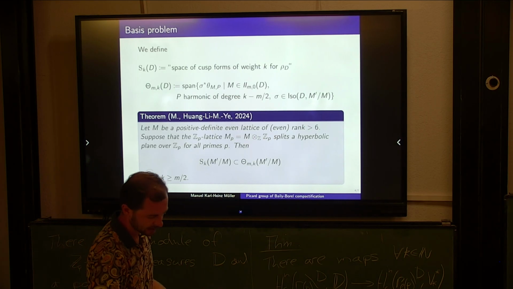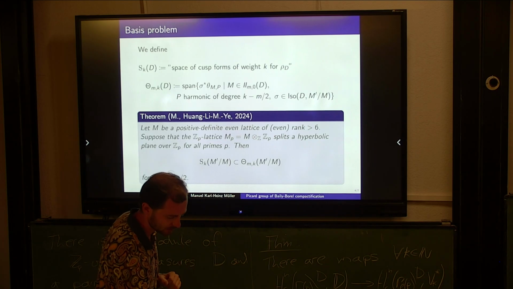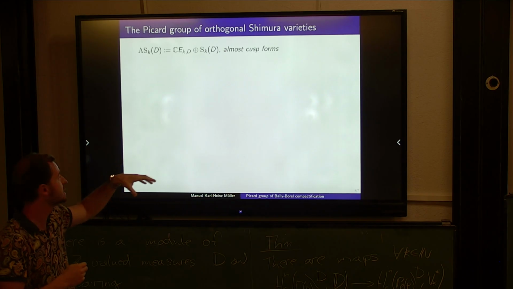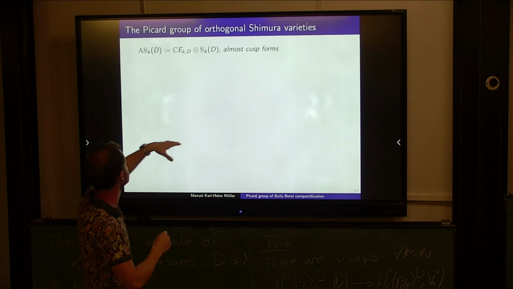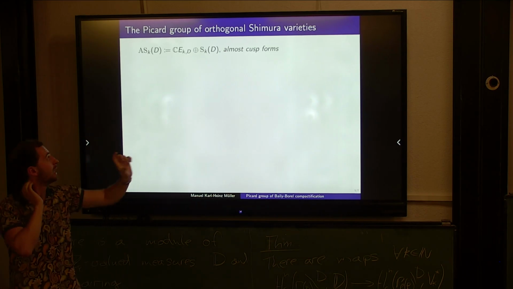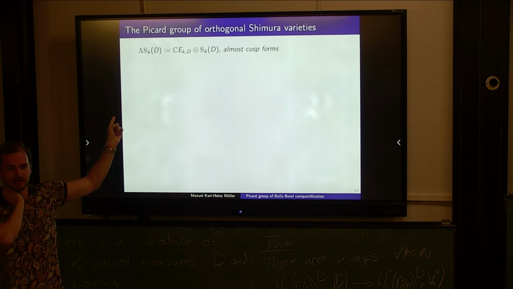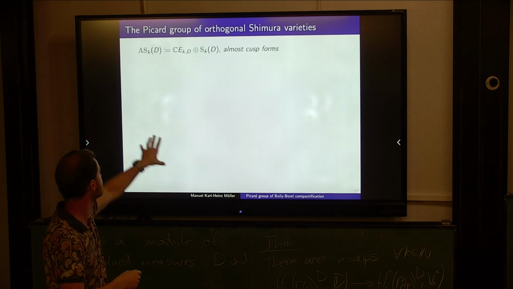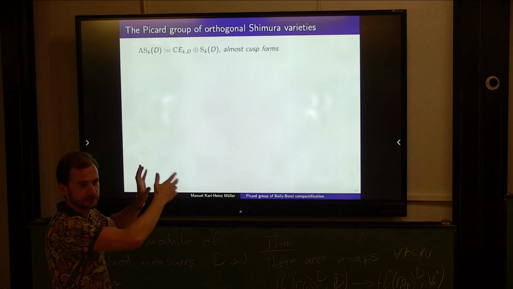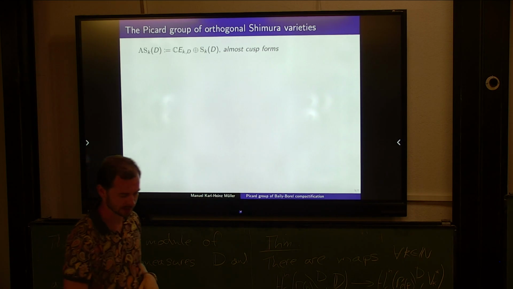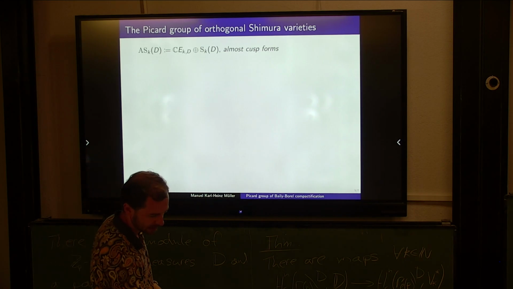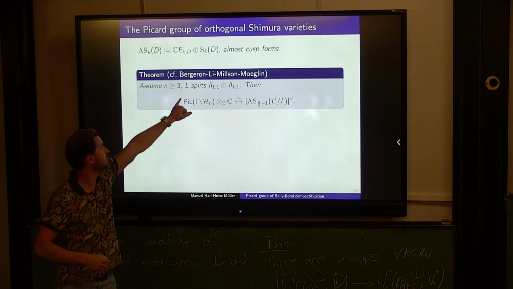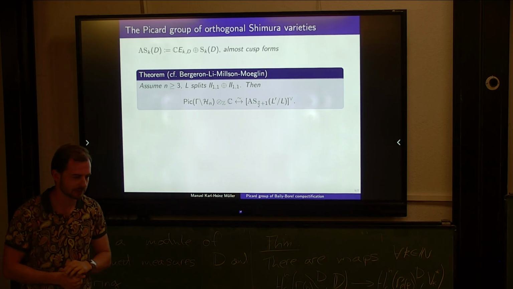Okay, so let's now get back to the orthogonal side. So I also define this space of almost cusp forms just to make it a bit easier. This just means we have the cusp forms, and there's also one Eisenstein series. In general, there are more than just one Eisenstein series in this vector valued setting, but here these almost cusp forms, I mean just a space consisting of cusp forms and only one more Eisenstein series. And then there's this nice result by Bergeron, Li, Millson, and Moeglin, and Li is my collaborator in this case.